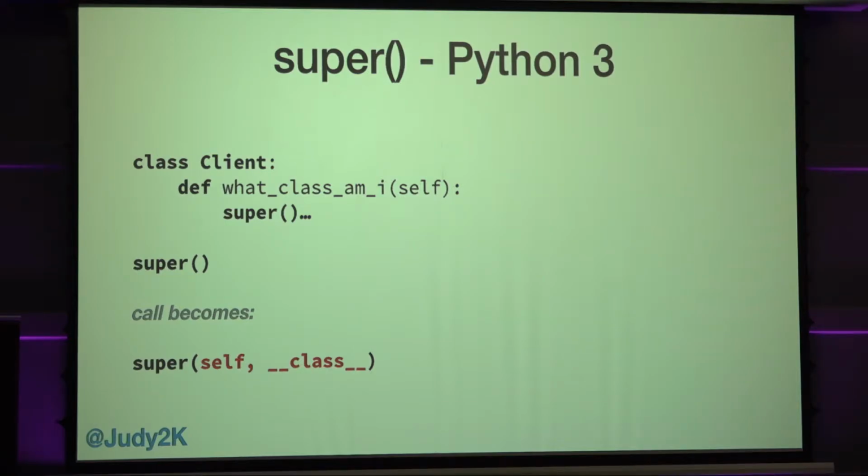And then what happens is, here we can call super without any arguments. This is valid Python 3 code. But when the interpreter parses your code, anytime it finds something that looks a bit like a call to super, it rewrites it and passes in the self argument and this magic dunder class argument, which is part of the execution model.